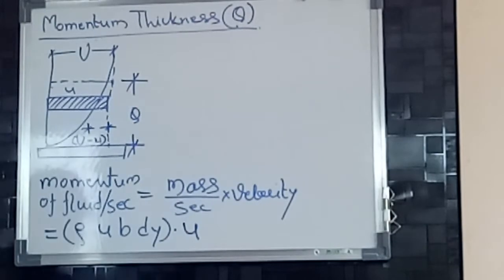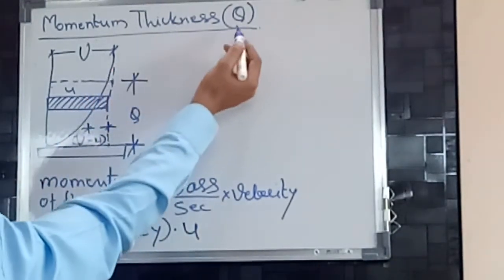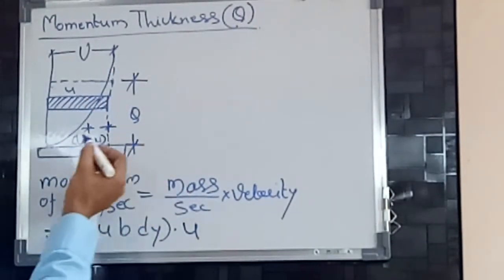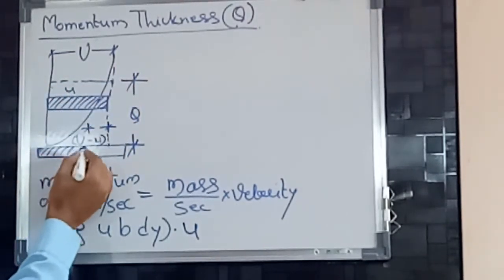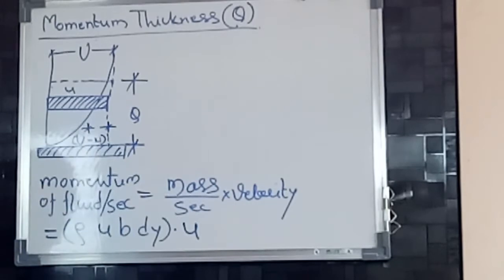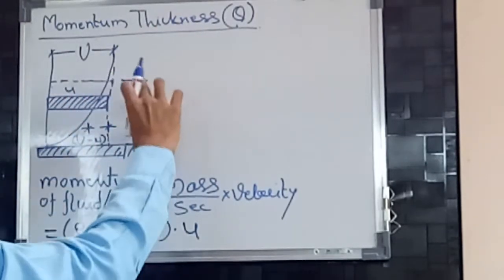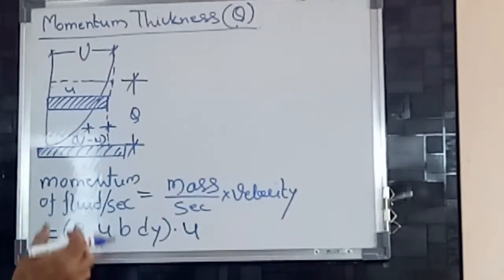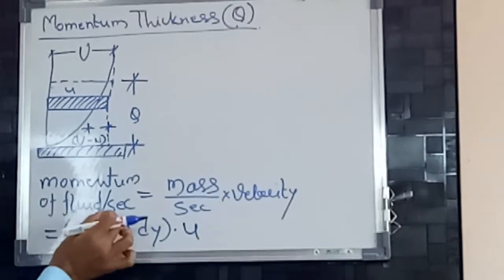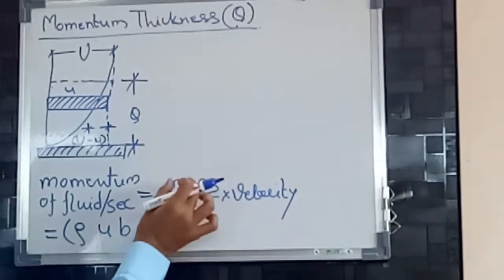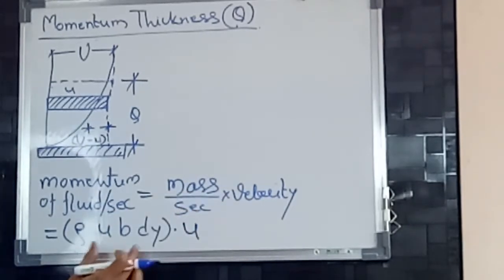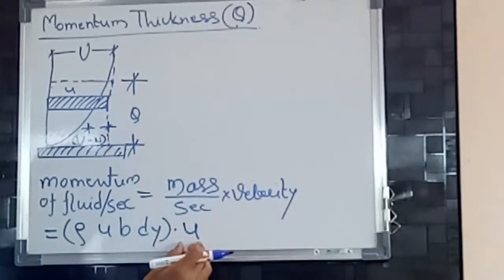Okay, this is the momentum thickness, that is theta, and here is one profile, here is the plate. So what does this momentum thickness represent? Theta. Now see here, the momentum of fluid per second is equal to mass into velocity. So mass per second is the parameter, and for the velocity we are considering u.